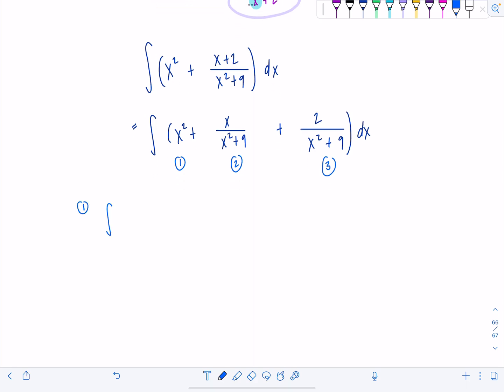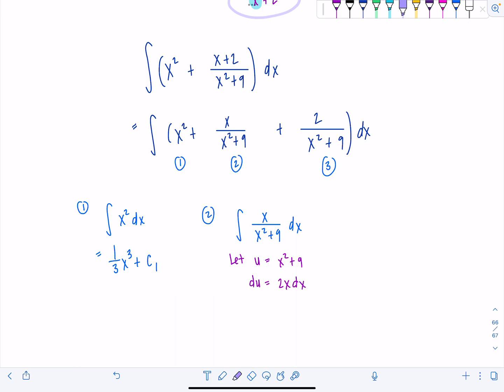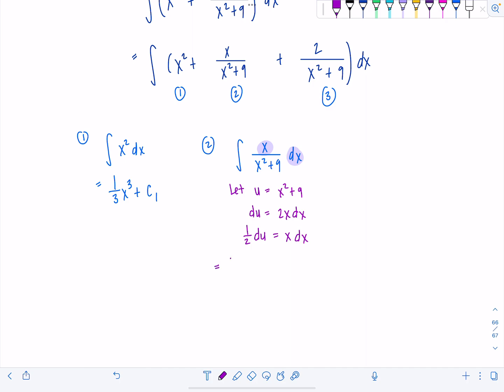Integral number 1, that one should be easy breezy. x squared dx, that's just going to be 1/3 x cubed plus c1. Integral number 2, we have x over x squared plus 9 dx. If you're a real pro, you can do this in your head. But if you're not quite there yet, you notice you're going to need to make a u substitution. We're going to let u equal x squared plus 9. And then du is 2x dx, which is almost what I have here. I just have x dx. So I'm going to divide both sides by 2, then 1/2 du is x dx. So now I can write my integral as 1/2 du over u. That cleaned up nicely. And then we're just left with 1/2 ln absolute value of u plus c2.